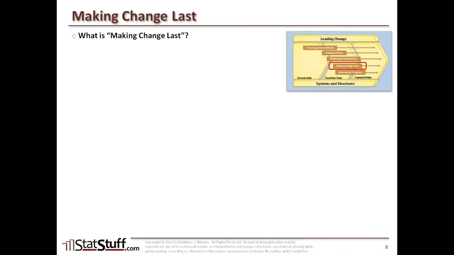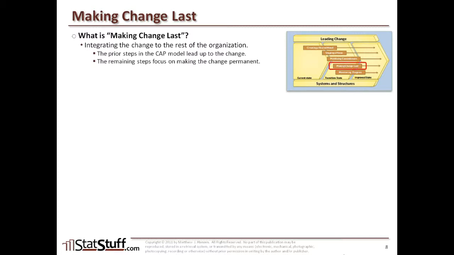Next in the CAP model is making change last. So what do we mean by that? That's integrating the change into the rest of the organization. So all the prior steps in this CAP model leading up to this is where this really comes into play. It's the remaining steps from this point forward where you're trying to make the change permanent. So this requires transferring knowledge and whatever best practices you define from the change to other key initiatives or any other competing initiatives.